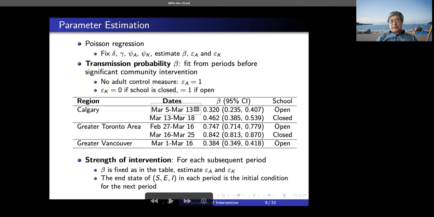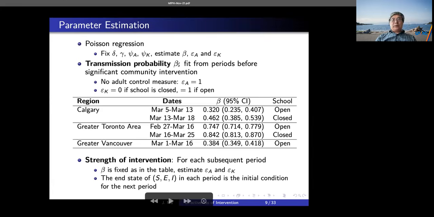That was the period listed here in the 3 areas. Here, the school in the first period is open in Calgary and Toronto and closed afterwards. And in the Greater Vancouver area, in the first half of March, the school is always open. So with this information, we can estimate the transmission probability in each period. Once we determine beta, it's the transmission probability without control measures. So that's our baseline transmission probability.